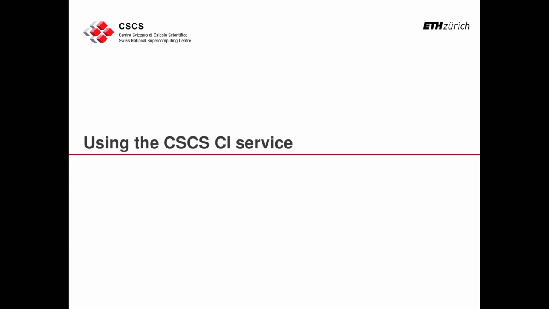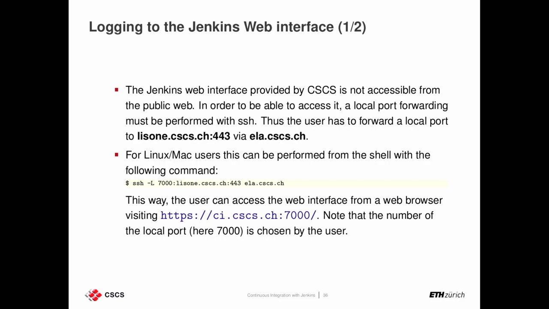So how you use the CSCI service, I will also show you live how you can log in. Because this Jenkins is not publicly available, you cannot just say, OK, CSCI service, and log in from anywhere. You first have to create a local port for working with SSH via ela. So you do this command, and then here is your local port that you will use, in this case 7000. Using this, you will have access to the CSCI service.